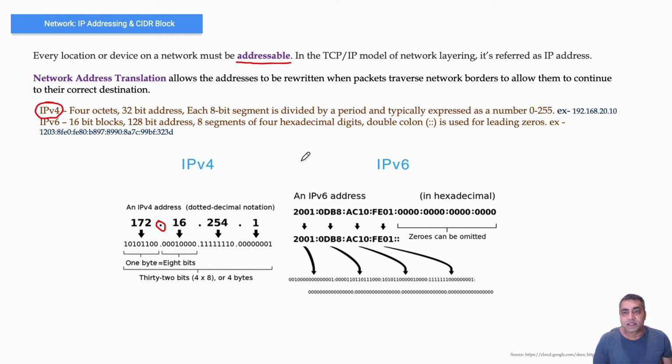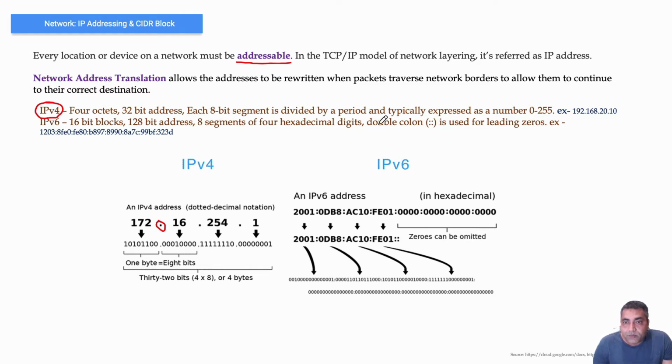and typically expressed as a number between 0 to 255. Example: 192.168.20.10. Now, typically IPv4 starts with 172, 192, 127 or 10 dot something. That's called class. Like class A, class B, class C, class D, class E, etc. Different classes are reserved for different boundaries.